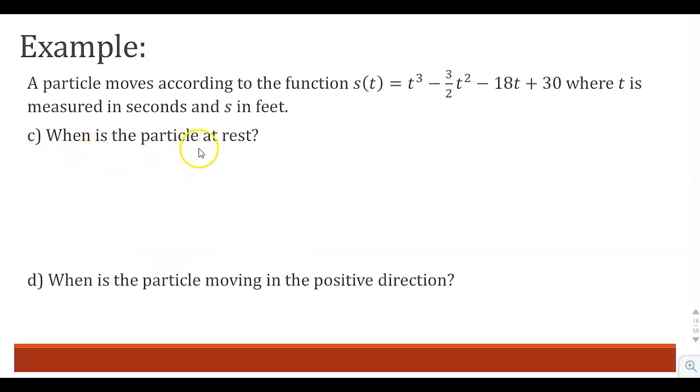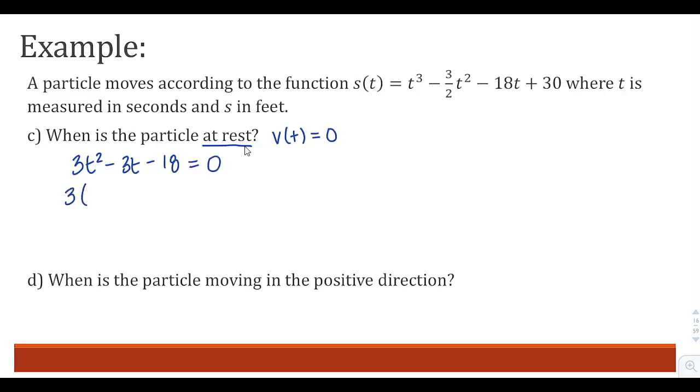For part C, when is the particle at rest? Well, the particle is going to be at rest when velocity is equal to 0. So this phrase here, we want to think, when does v of t equal 0? So we're going to go ahead and set the derivative v of t, which we solved already, 3t squared minus 3t minus 18, equal to 0. We want to solve when that is equal to 0.